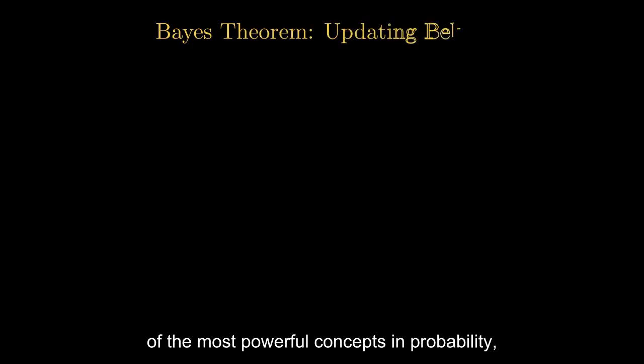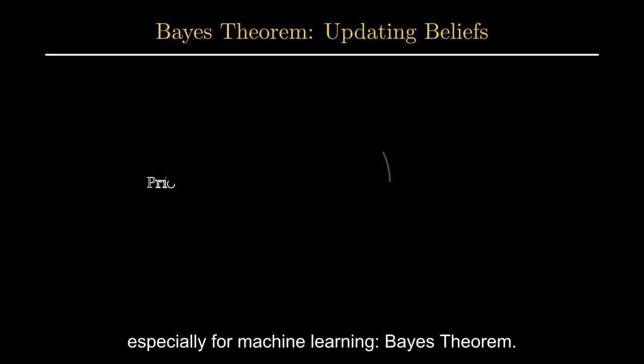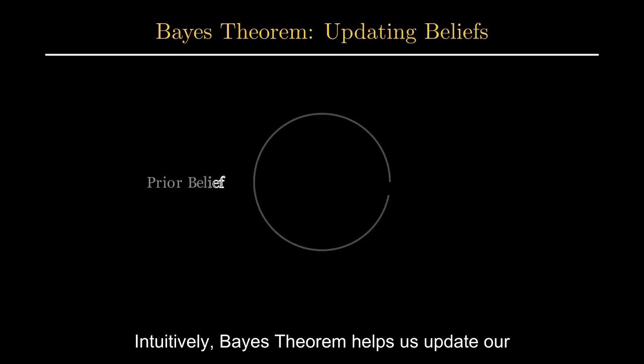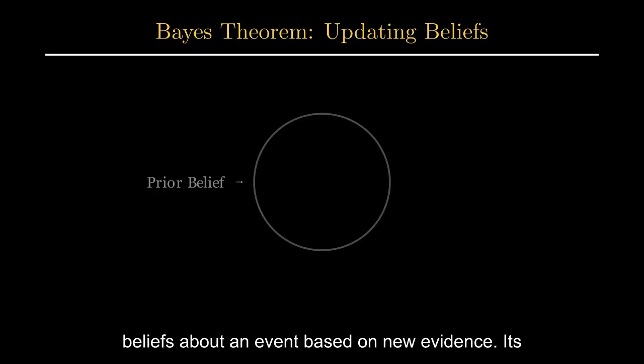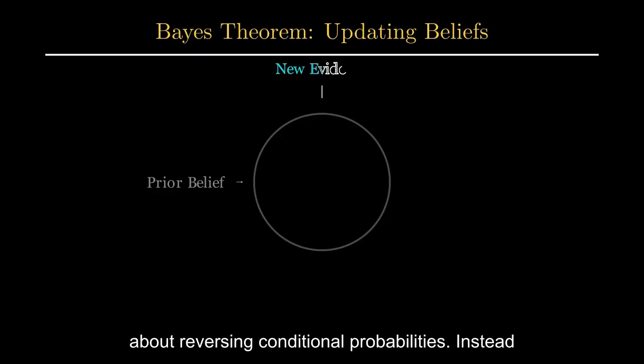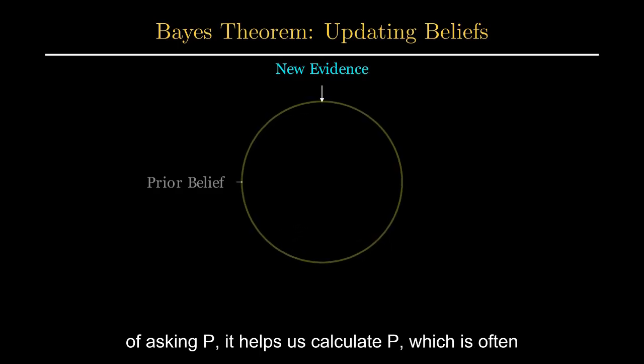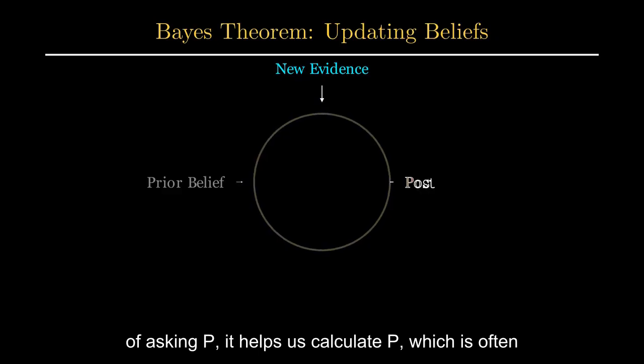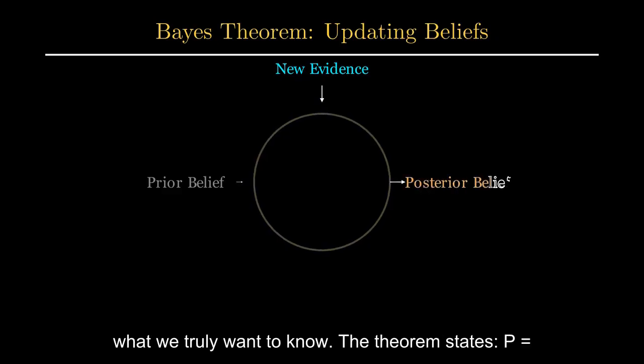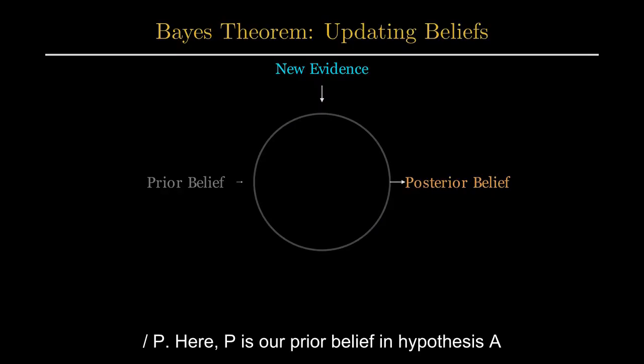This brings us to one of the most powerful concepts in probability, especially for machine learning, Bayes' Theorem. Intuitively, Bayes' Theorem helps us update our beliefs about an event based on new evidence. It's about reversing conditional probabilities. Instead of asking P(B|A), it helps us calculate P(A|B), which is often what we truly want to know. The theorem states P(A|B) equals P(B|A) P(A) / P(B).